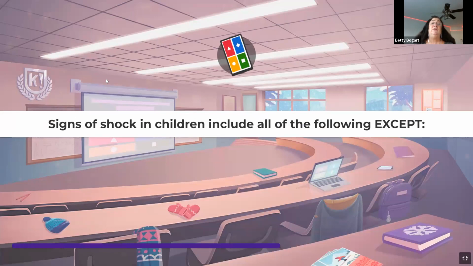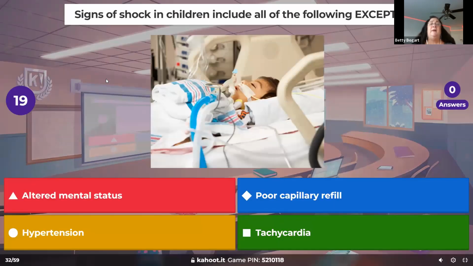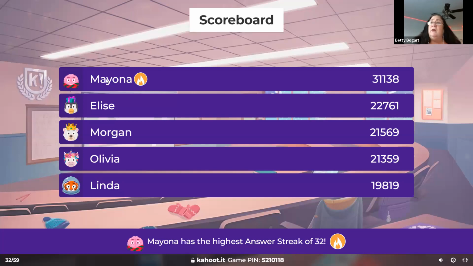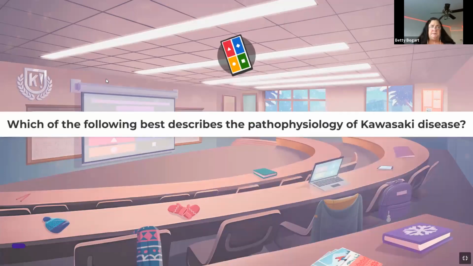Signs of shock in children include all the following except. Remember, shock is shock. Adults, children, it doesn't matter. It is shock. They're going to have hypotension, right? Not hyper. Their blood pressure is going to be low. Their heart rates are going to be up. They're going to have altered mental status. They're not going to have oxygen, poor capillary refill, no urine output, all those things.